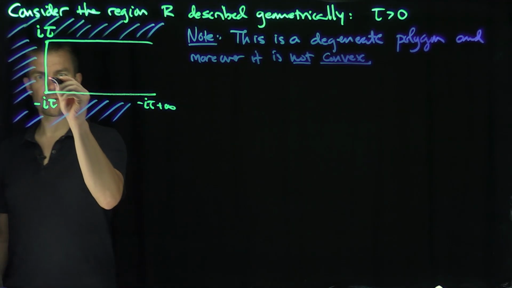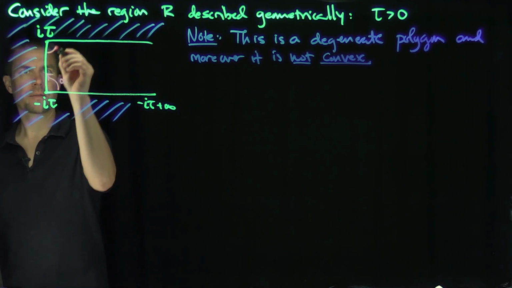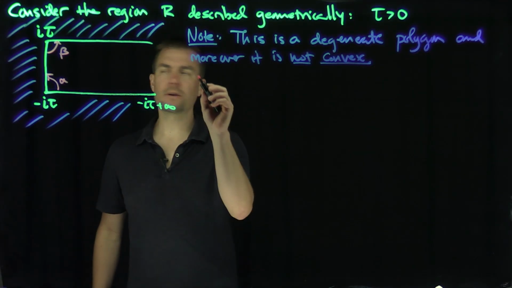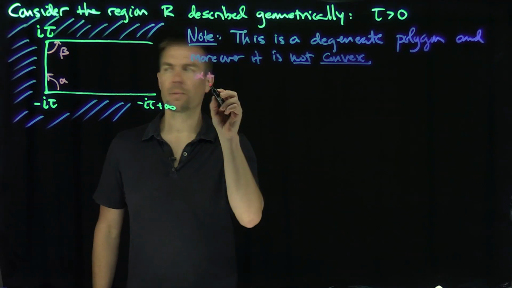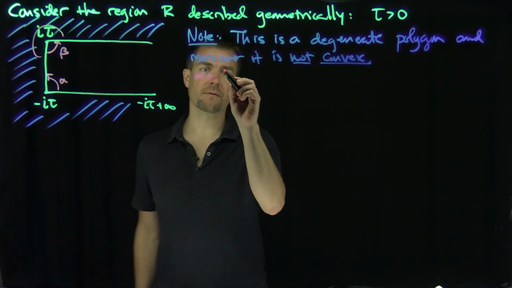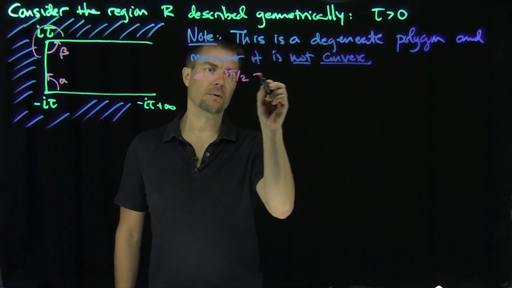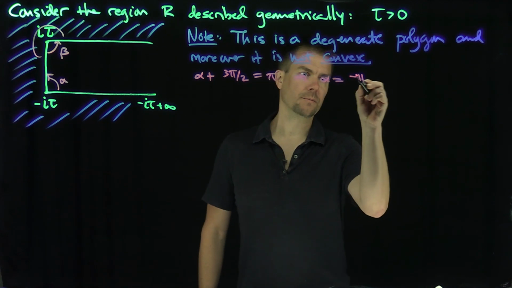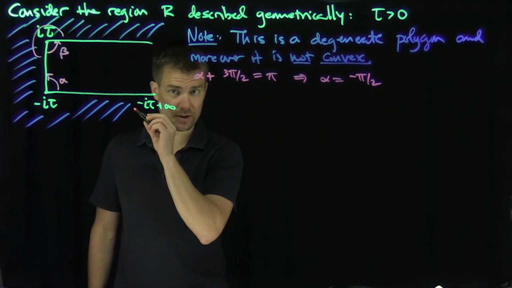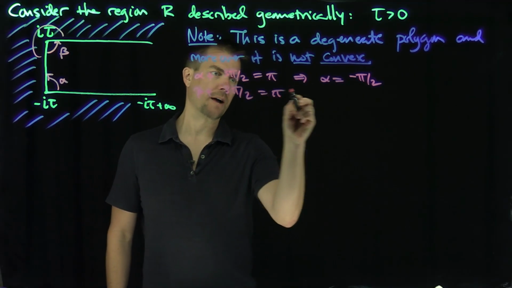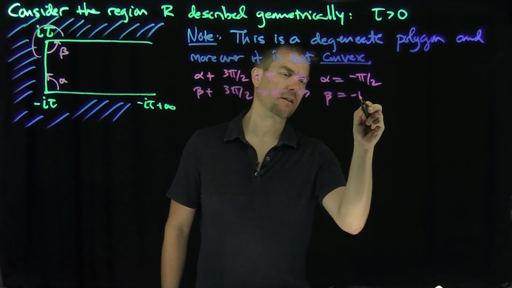So there's two exterior angles in this region, right? There's this exterior angle over here. That's my alpha. That's my beta. They look like they're the same, right? And what's the key feature? The key feature is that I know that alpha plus the interior angle, and the interior angle in this case is 3 pi over 2, has to equal pi, which forces alpha to be negative pi over 2. So it's a negative exterior angle. And similarly, beta plus 3 pi over 2 equals pi forces beta to be the same thing. Beta is going to be negative pi over 2.